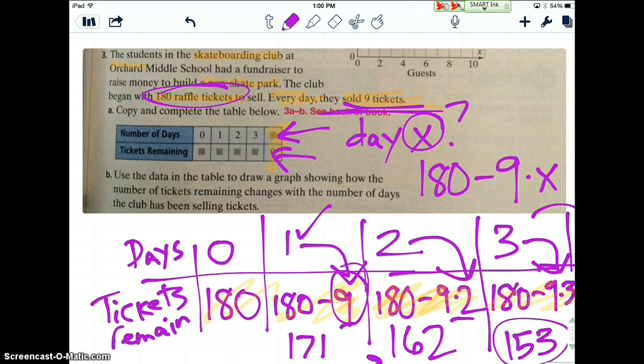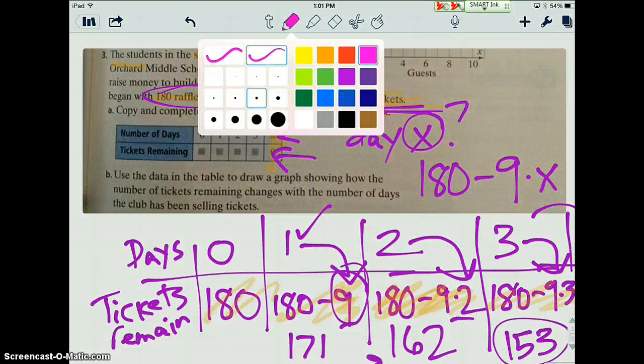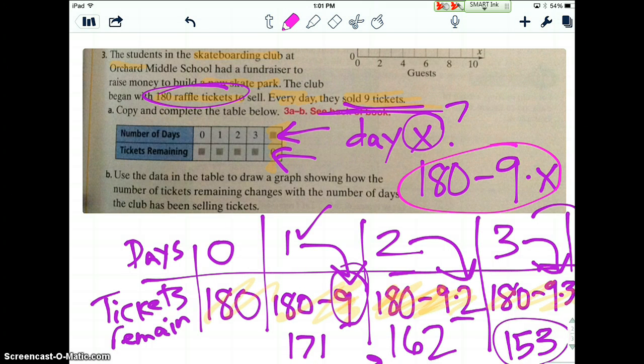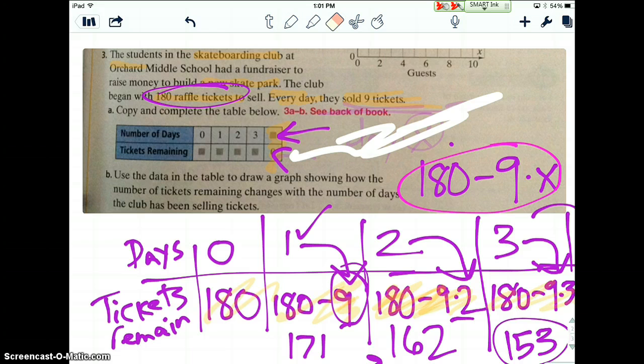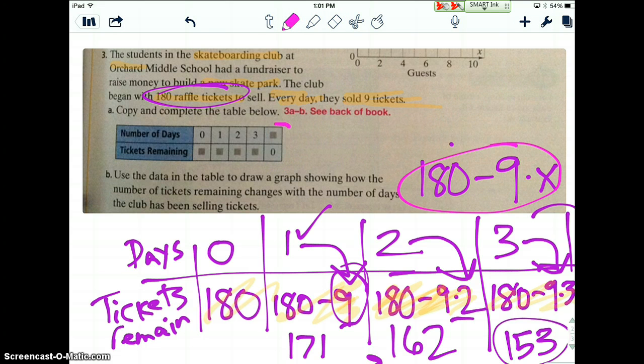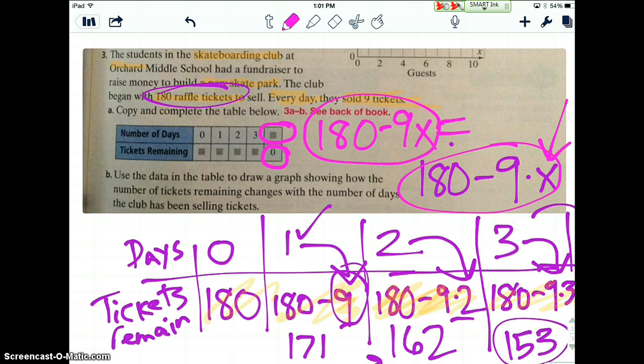I'd be like, Miss Eberly, where are you going with this? Well, now I can actually use this algebraic expression, getting excited here, to figure out at what day will there be 0 tickets remaining. So I'm going to try and solve for x. So I'm going to have 180 minus 9x. And I'm going to set it equal to 0. I want this quantity to be 0. And I want to know on what day that's going to happen.